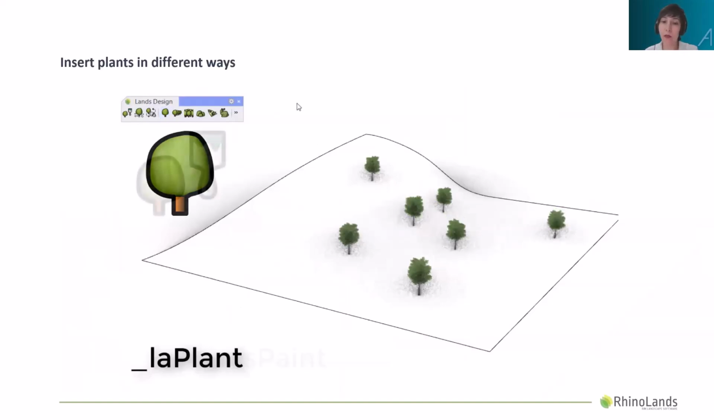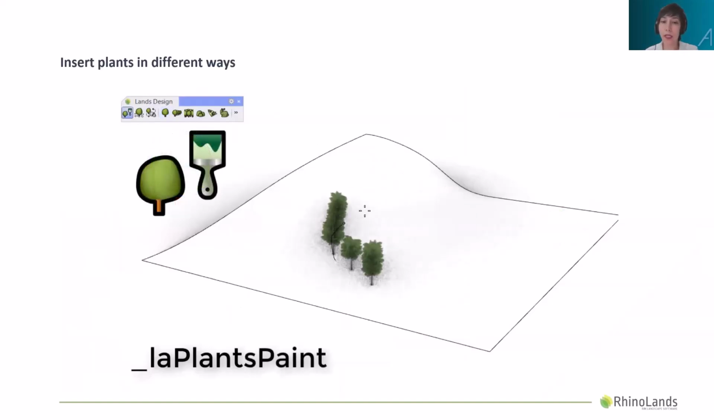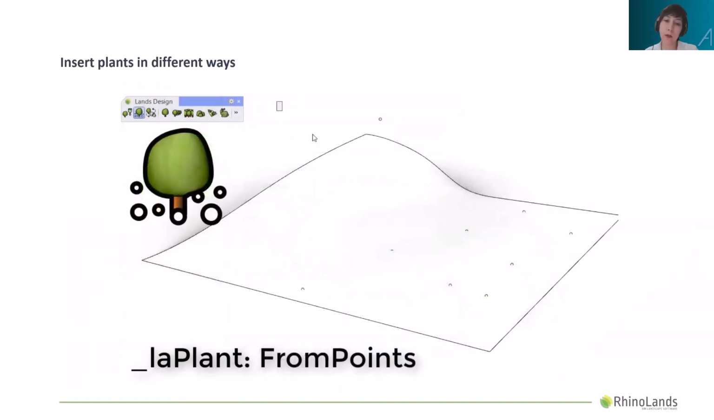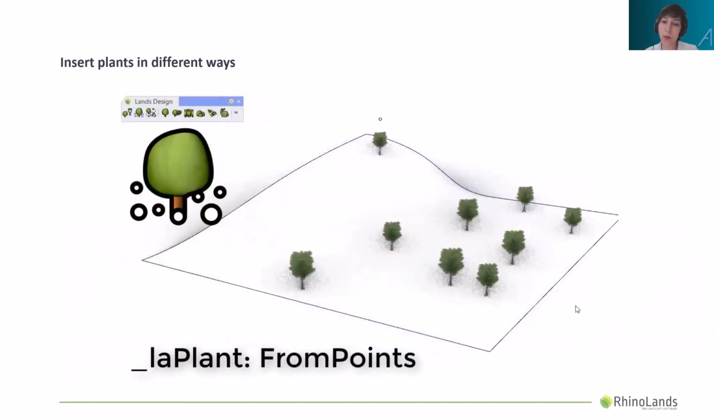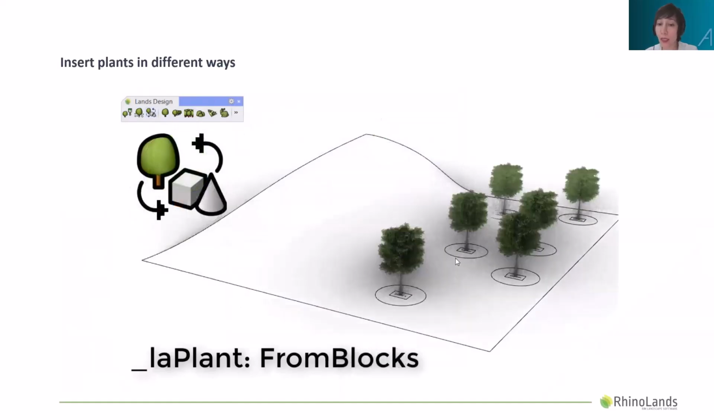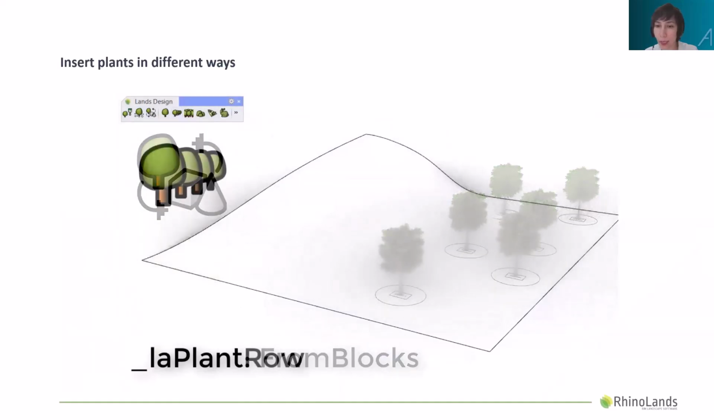We can move the mouse on the plot and insert them randomly, just for rapid site production. We can convert points to plants, or blocks like AutoCAD 2D blocks can be converted to a realistic 3D plant when we open that AutoCAD file into RhinoLands.